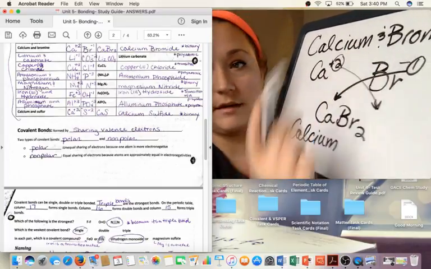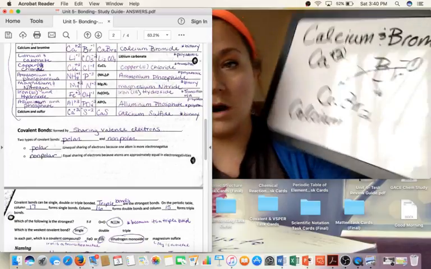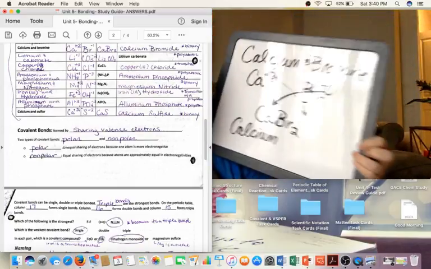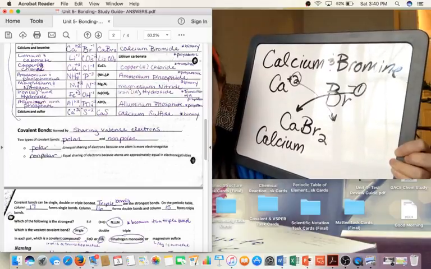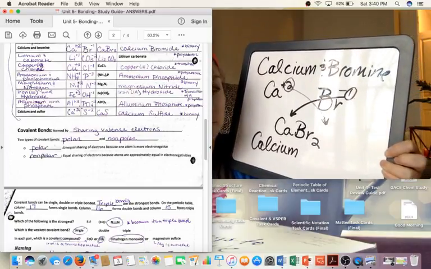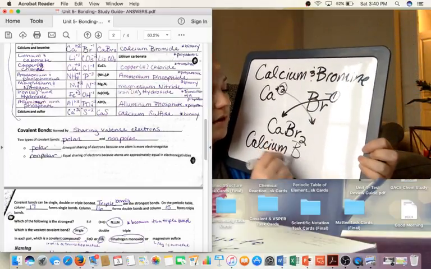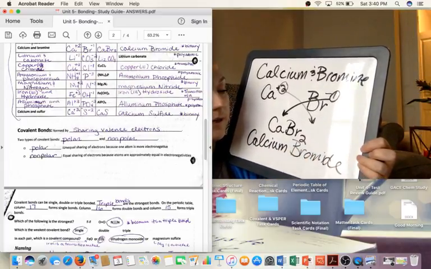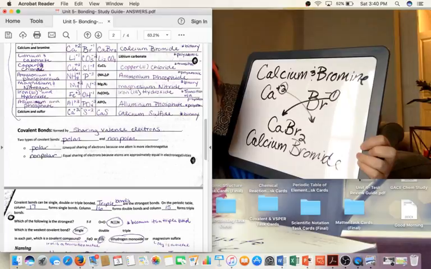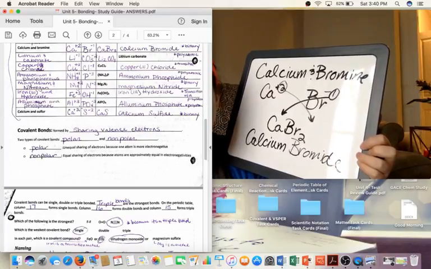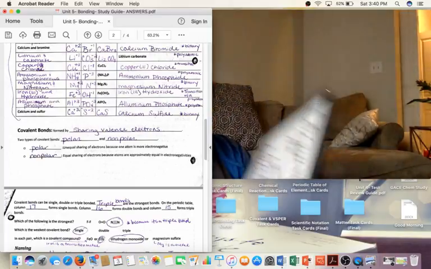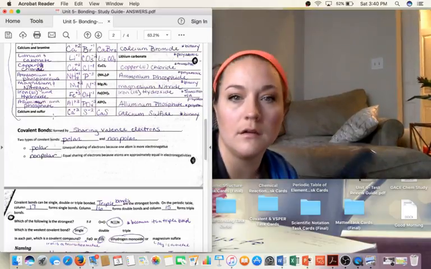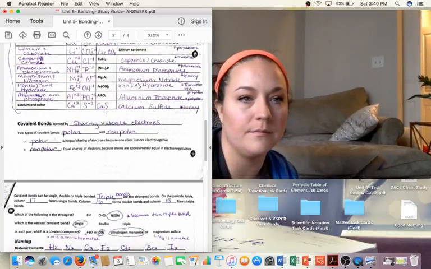And bromine, whoa. Bromine is no longer going to have an INE ending, but he's going to be bromide. BROMIDE for bromide. All right, again, this is a binary, 2 elements involved.